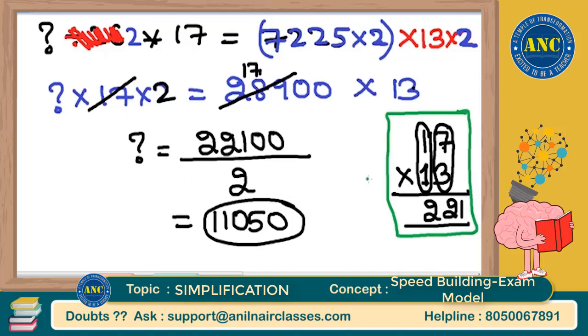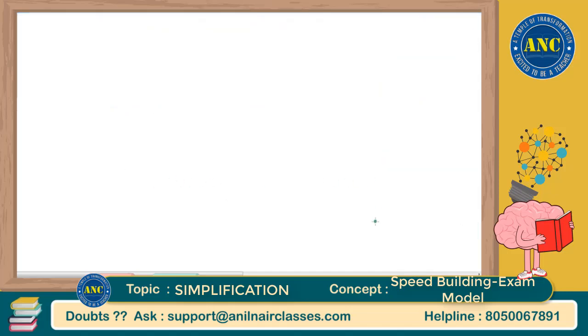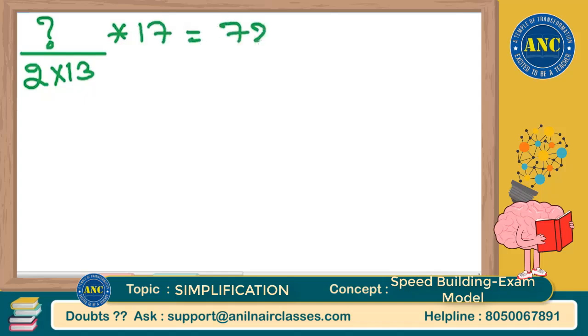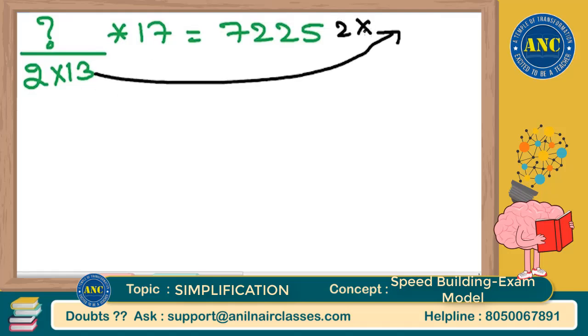Samir Roy, once again you are asking me to explain. It is very easy once you understand the concept. Question mark divided by 26. That 26 I will write in the denominator as 2 into 13 into 17 is equal to 7225, Samir, right? Can I say that this 2 into 13 will come here? It will come here as 2 into 13. This will cancel out, right?